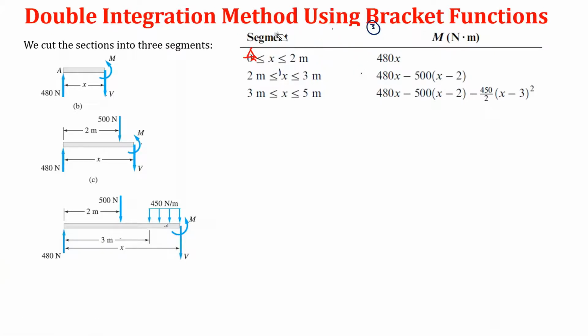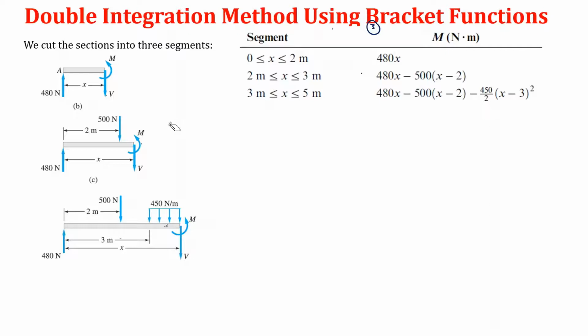Okay, so let's start. Section 1, when x is greater than 0 but less than 2, the first part. What is the moment equation here? Sum up moments about the cut. If we sum up moments about the cut, the moment equation is 480x. Remember, from the moment equation method. And then, when x is greater than 2 but less than 3, what is the moment equation?